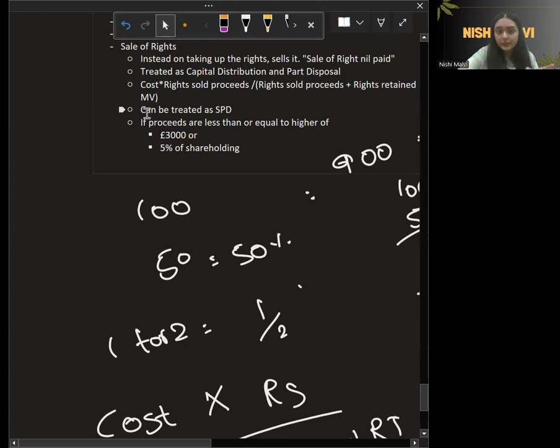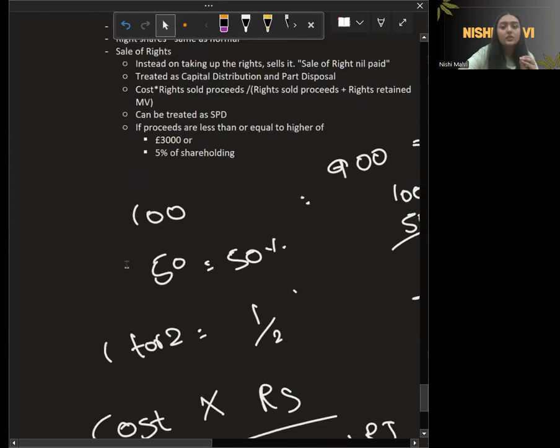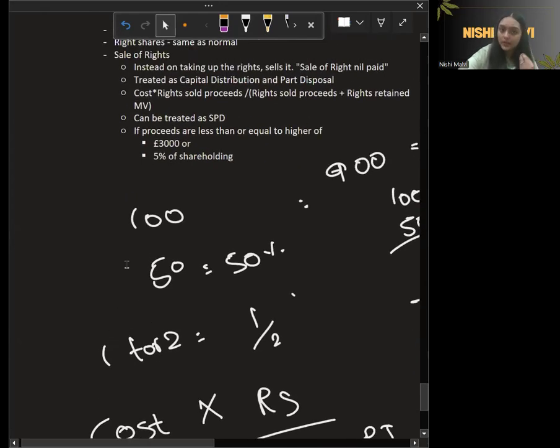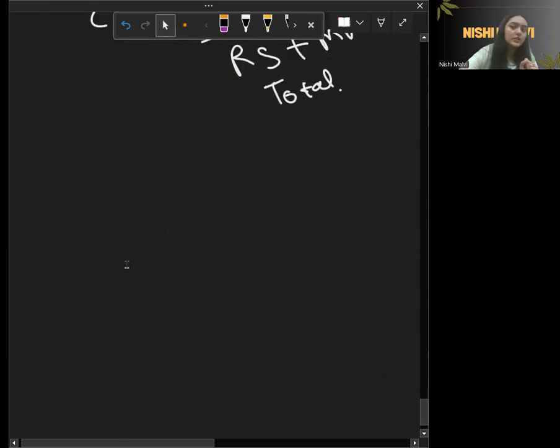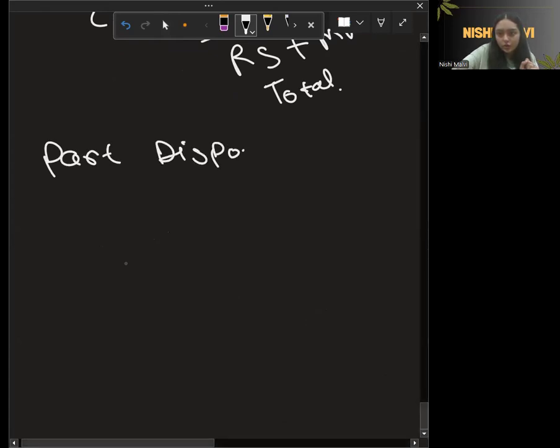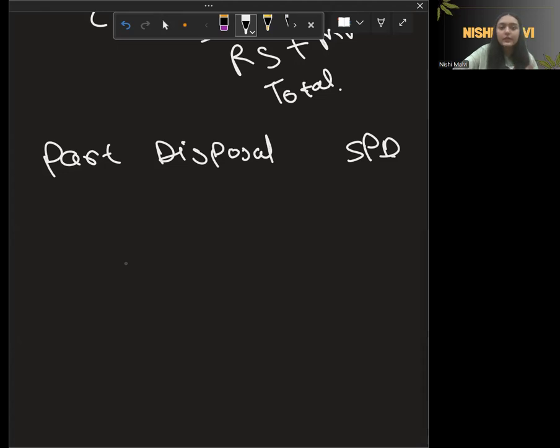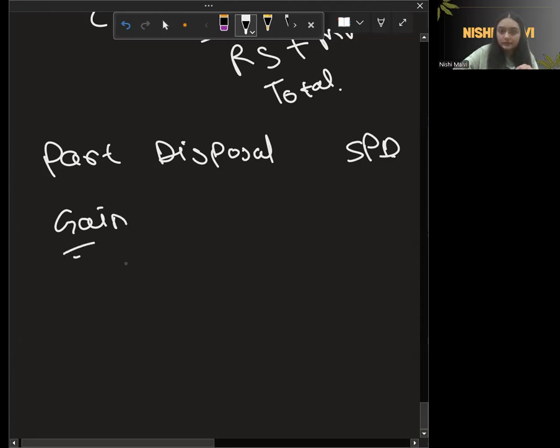Now, there's one more treatment you can apply: the sale of the rights can be treated as a small part disposal. There is a difference between part disposal and small part disposal, which you will study in the very first part of your CGT, okay, and SPD. What happens here also is, if I sell my asset in parts, suppose I have a building which has 5 flats, and I sold one flat, whatever gain I get, I'll deduct from my next flat. And in small part disposal, you don't qualify for gain.